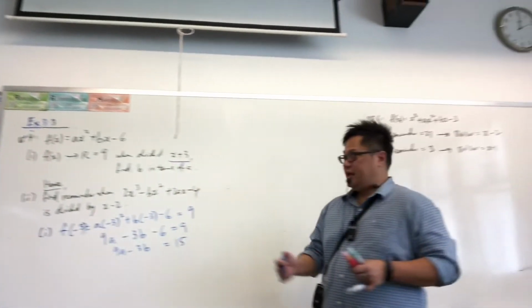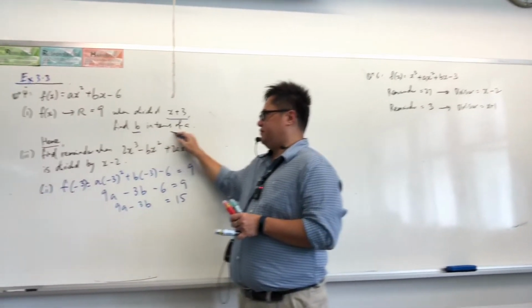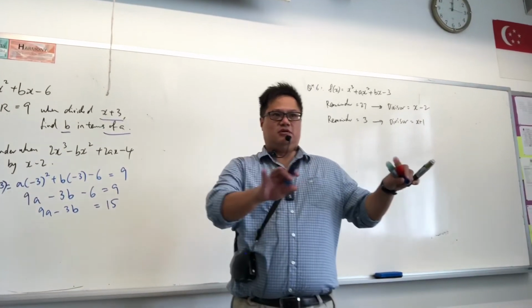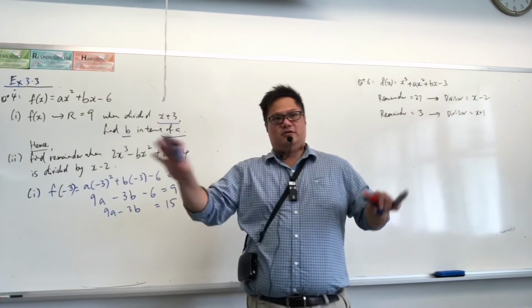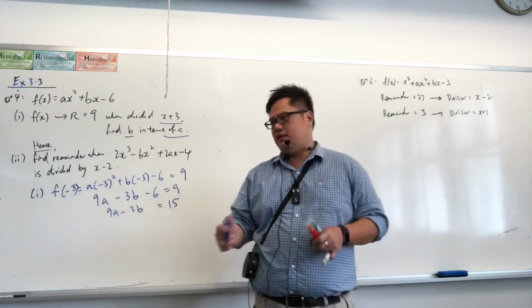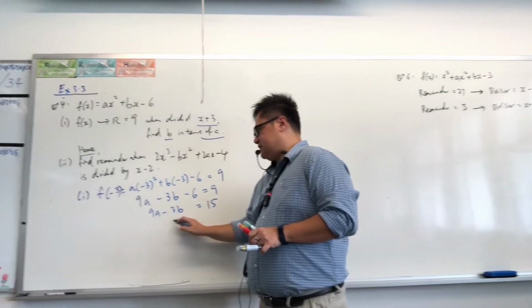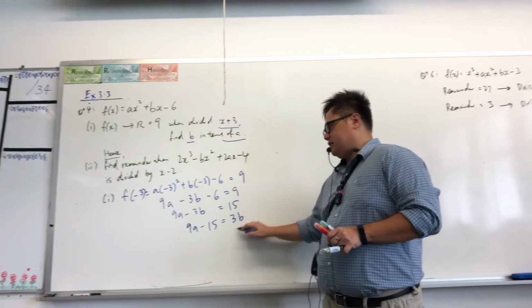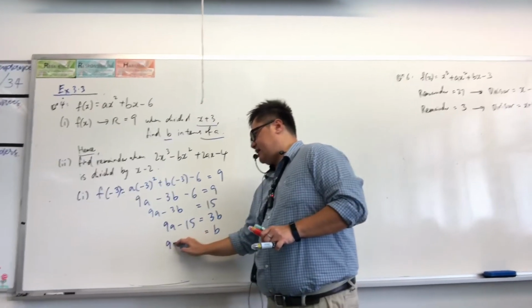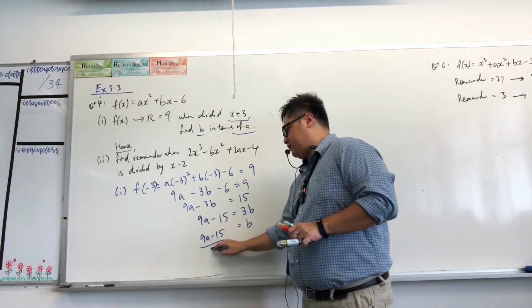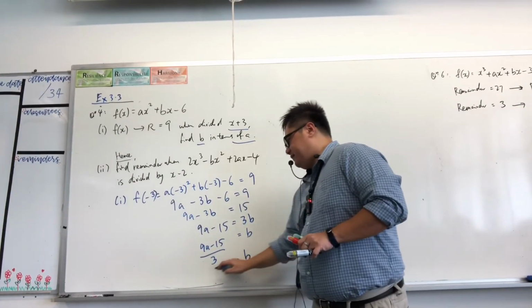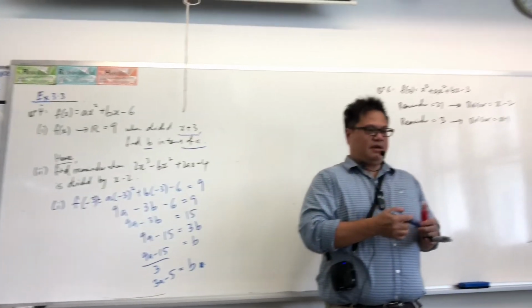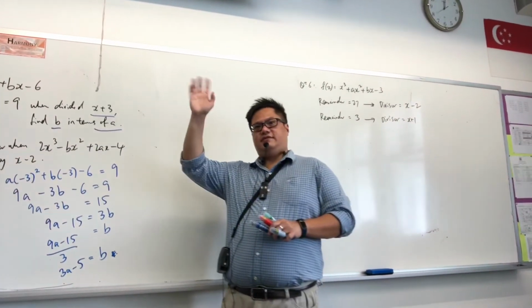The question says, can you express b in terms of a? What does b in terms of a mean? It means b equals anything but b, right? So you have numbers and a on the right hand side. So this is the same as 9a minus 15 equals 3b. So b equals what? 9a minus 15 divided by 3. So the final answer is 3a minus 5. How many of you got 3a minus 5? Raise your hand.